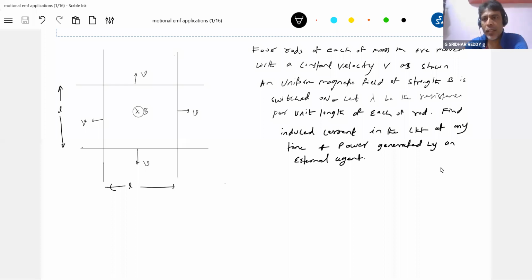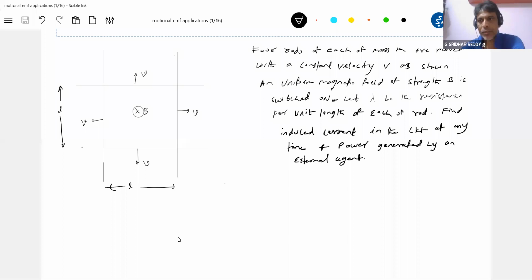So we'll continue with the classes related to application of motional EMF. And today at the end, I'll introduce rotational EMF. What we're discussing so far is only translating motion of the rod, due to that, what is the EMF induced? If a rod rotates in a magnetic field, then what is the EMF induced? That also we'll discuss at the end of today's class.